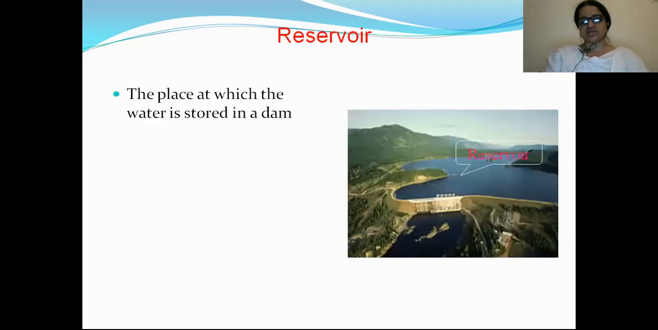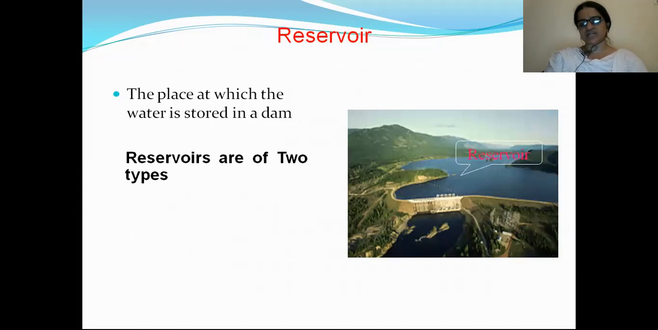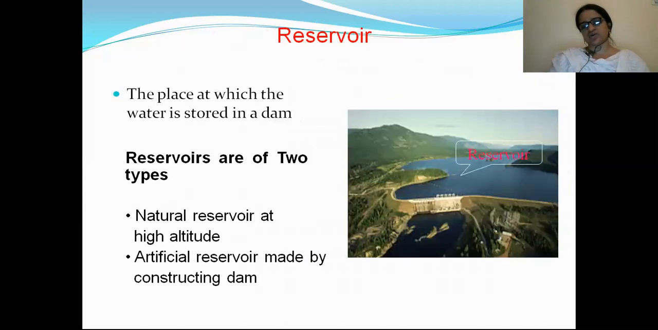Next is the reservoir, the place at which the water is stored in a dam. In the photo, the last part of the water, where the arrow marks are being shown, is the catchment area. After that you have the reservoir, the place at which the water is stored in a dam. A reservoir comes just behind the dam, and the catchment area comes to the back of the reservoir.